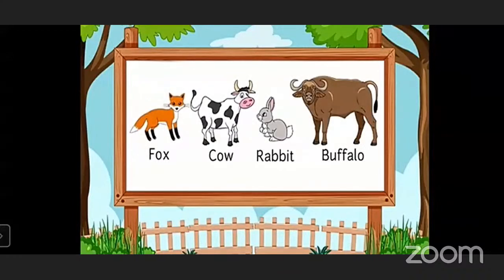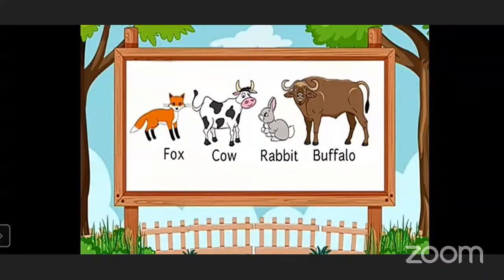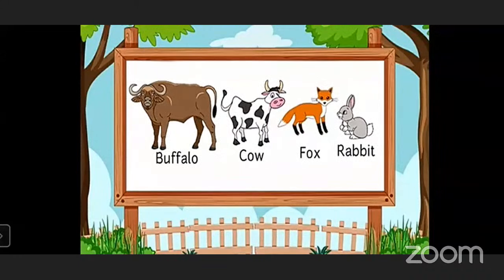The things are arranged. Now see here, fox, cow, rabbit, buffalo. The first letters are B. First letter will come B, then C, then F, and then last will be R, because we are going in alphabetical order. We also can say that ABC order. So comes buffalo, cow, fox, and then last rabbit.